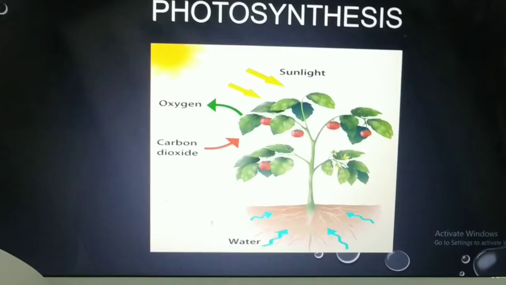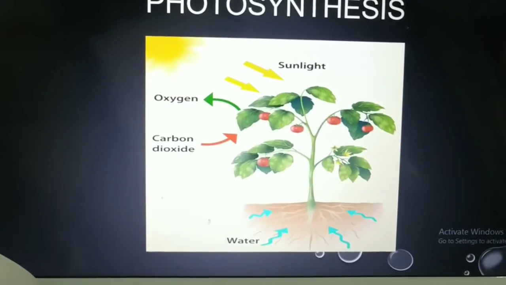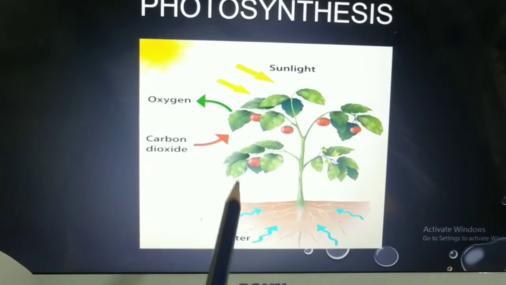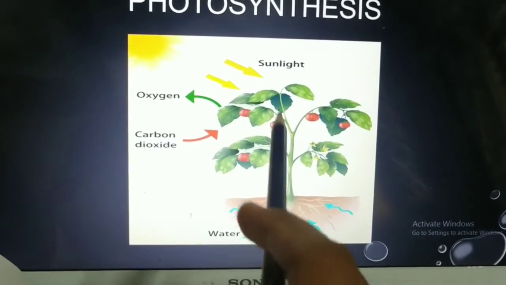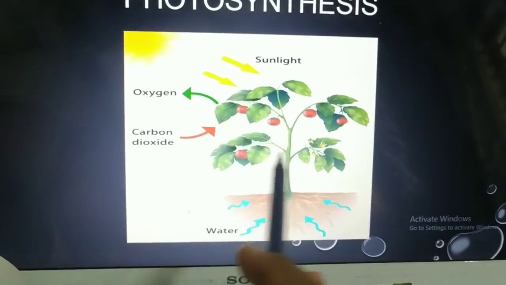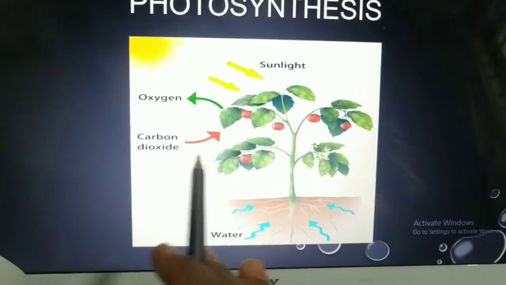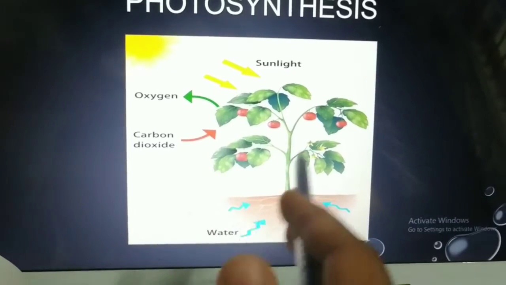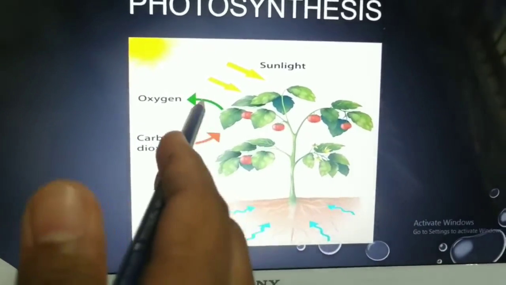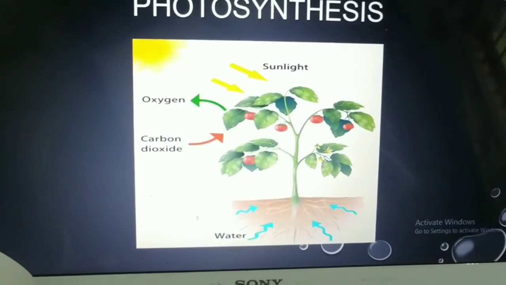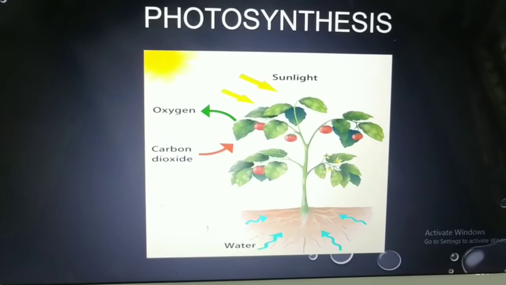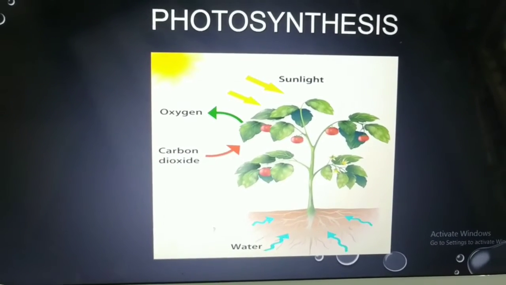So now photosynthesis. We learned about photosynthesis. So you can see that sunlight is reaching the leaves, and the water is reaching the leaves through these roots, from which it goes up by the vessels and it reaches the leaves. So carbon dioxide is taken in by the stomata, and after this what we get out after the process of photosynthesis is oxygen. Okay, so you need to remember this process. So what we get out from the process of photosynthesis is oxygen.